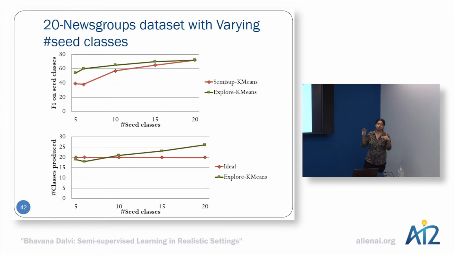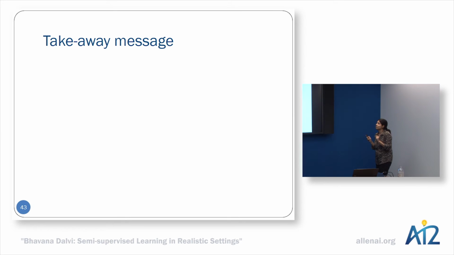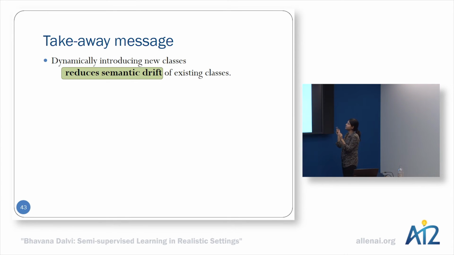There are many other experiments in the paper which I don't have time to present, but we changed the number of seed classes, the number of seeds per class, and we compared it against CRP. The conclusion was that doing this exploratory kind of learning is not hurting the performance of semi-supervised learning. It is improving it, and in most cases it is beating regular CRP or semi-supervised learning techniques. So the takeaway of these experiments is that dynamically introducing new classes can reduce semantic drift.